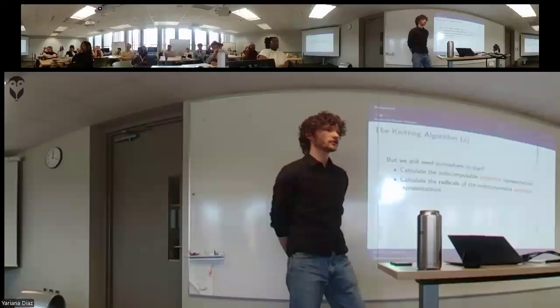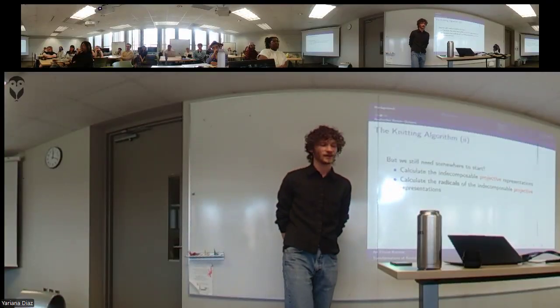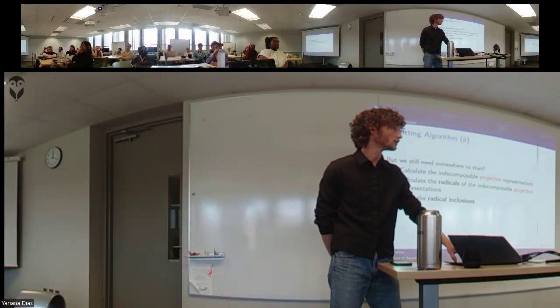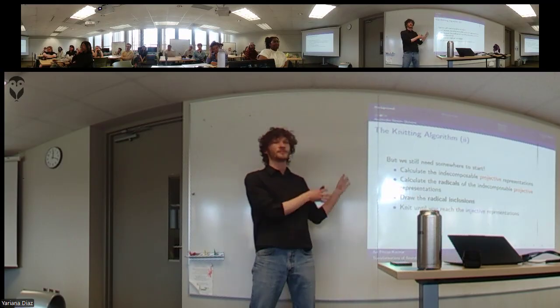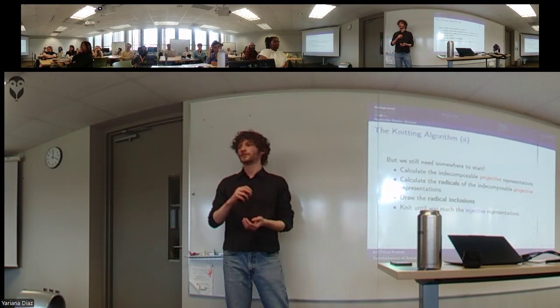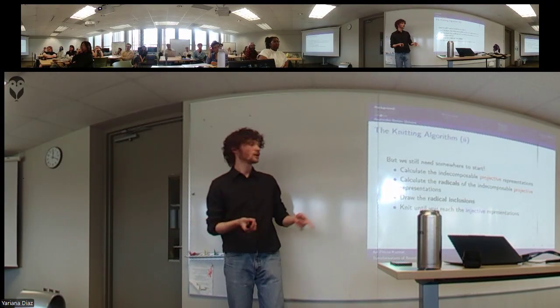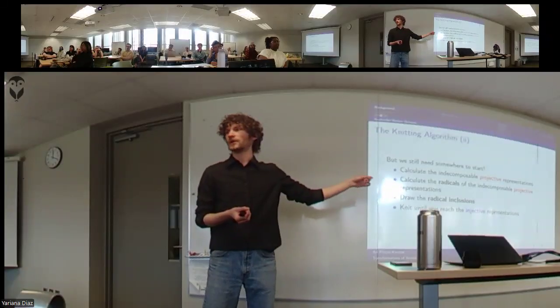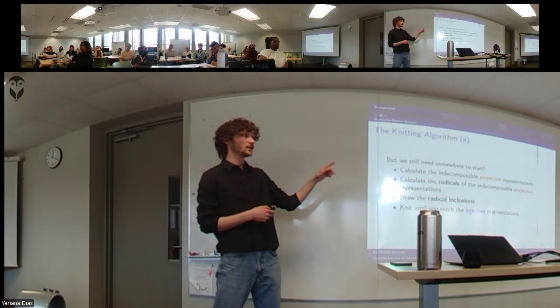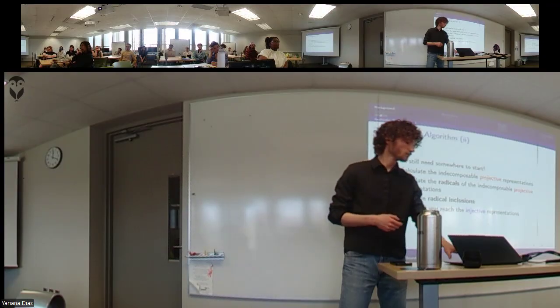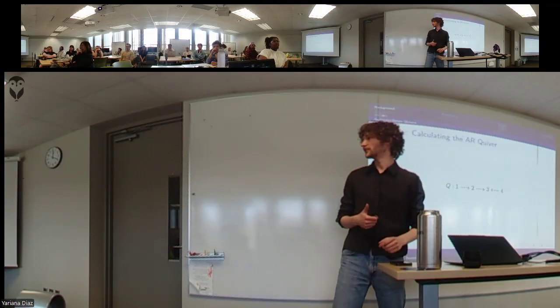Then you calculate the radicals of these indecomposable projectives, and you draw what are called the radical inclusions. And then you just apply the knitting algorithm to this bit of the Auslander-Reiten quiver until you reach the injective representations. Here I've highlighted in blue. That's going to follow the same pattern. Anytime you see something in blue for the rest of this talk, that will be injective. All right, let's look at an example, the one that we saw earlier.